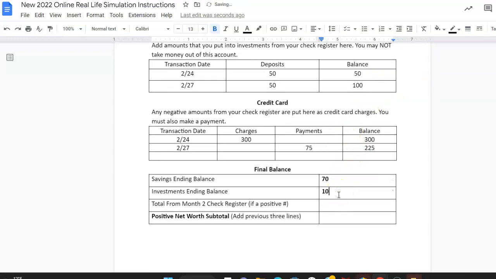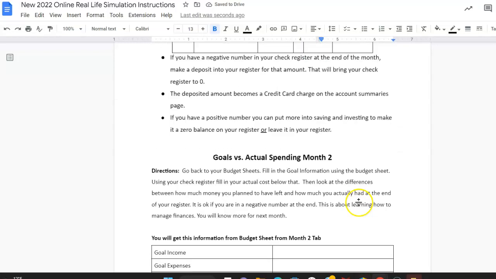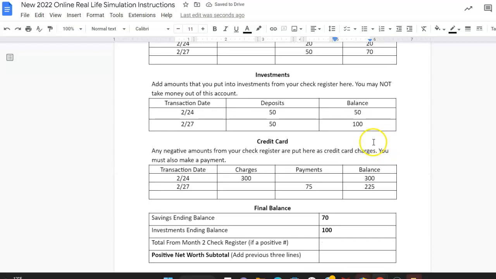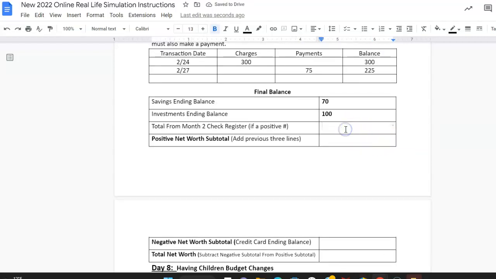Investment balance is my 100. My total from month 2 checking, if it's a positive number. So if I had on here after my investment, I still had like $100 left, I'd put that in there. I'd be like, okay, I still have 100. Okay, so now I'm going to add these 3 up, and that's my positive net worth. So that means I have $270.